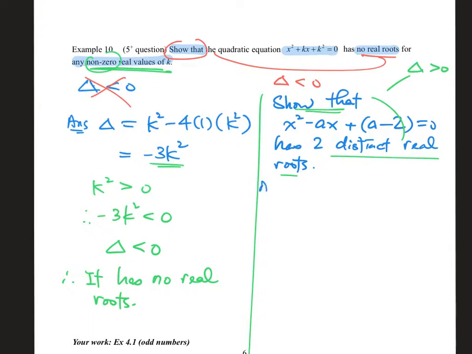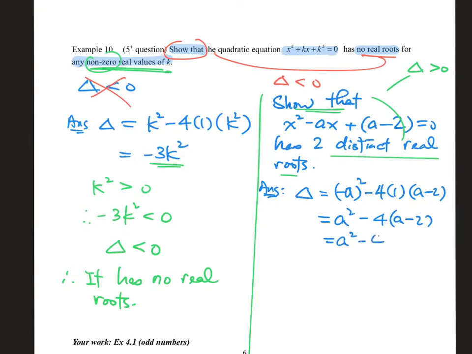With the same logic, you can start the question in this way, which is you start from delta, which is b squared minus 4a, and then c, which gives you a squared minus 4a minus 2, which is a squared minus 4a plus 8. So it's a little bit hard. A squared, you know that it should be positive, right? Or maybe 0. But minus 4a may be positive, maybe negative, depending on the nature of a.